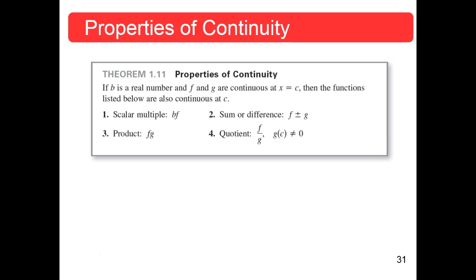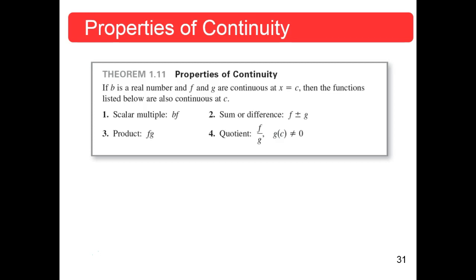If b is any real number in the world, and remember real numbers are positive or negative, fractions, decimals, rational or irrational, okay? f and g are continuous at some value x equals c. So f is continuous at c, g is continuous at c. Then the functions listed below are also continuous at c. These are the properties of continuity, okay? Any scalar multiple of either f or g, so bf or bg, those scalar multiples are also continuous at that value c.